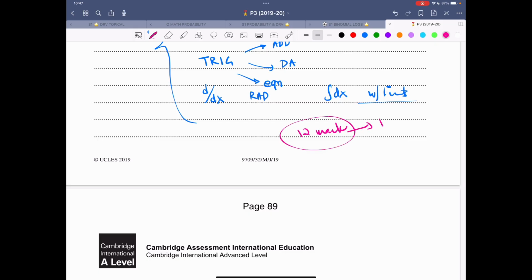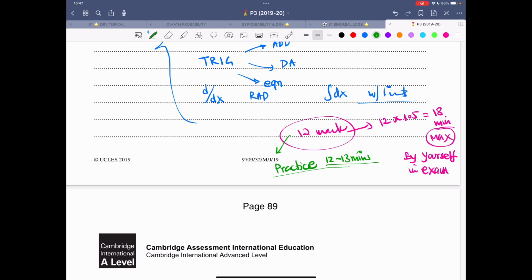That means 12 into 1.5, that comes out to be 18 minutes. That is the maximum time if you do it by yourself in the exam. But if you are doing it for practice, without explaining to someone, just like I'm doing right now, it should be 12 to 13 minutes, and that is the perfect timing for this one.